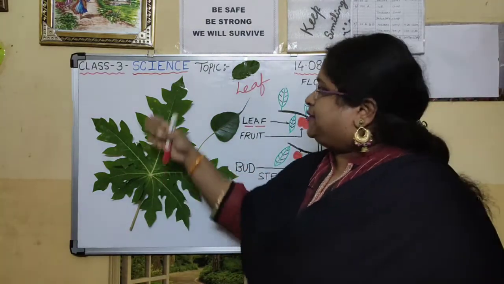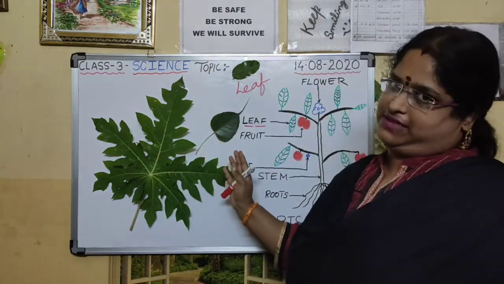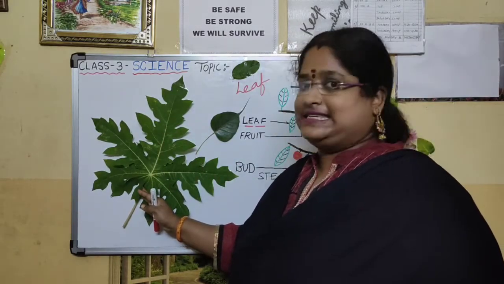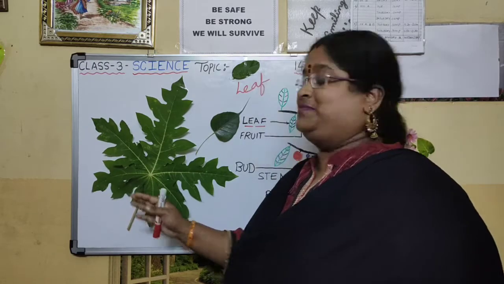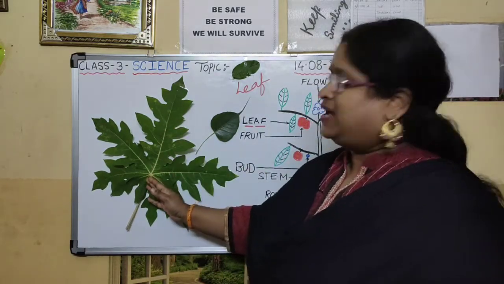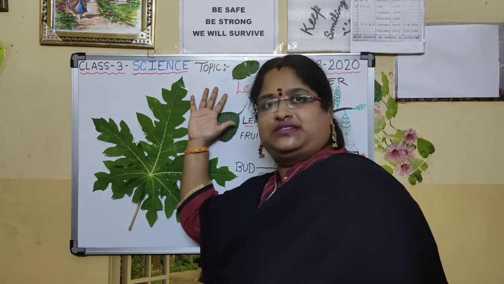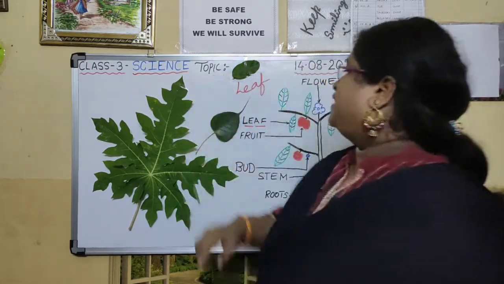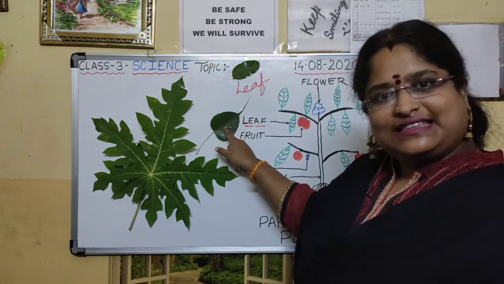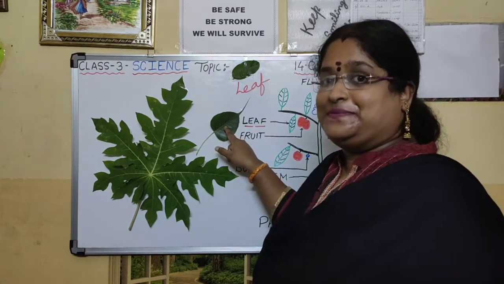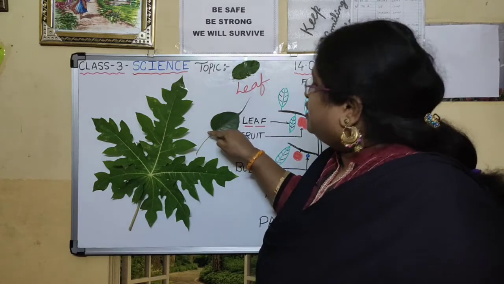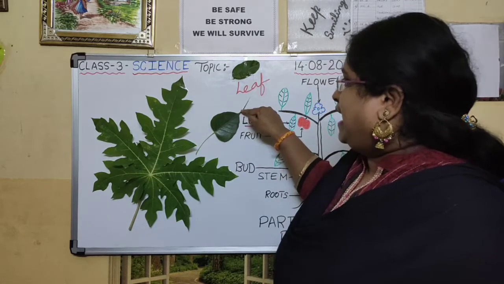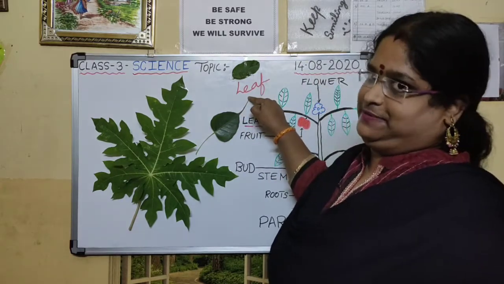Children, here let me show the different kinds of leaves. Have you seen this leaf, children? What is this? This is the leaf of papaya. Look at this shape, children. It looks hand shaped. So, papaya has got the hand shaped leaf. Have you all seen this leaf, children? This is the leaf of peepal tree. Look at this shape, children. It is broadly oval in shape and it has the sharp tip.